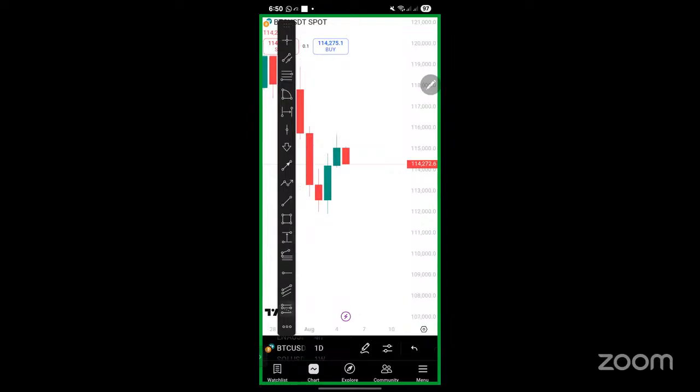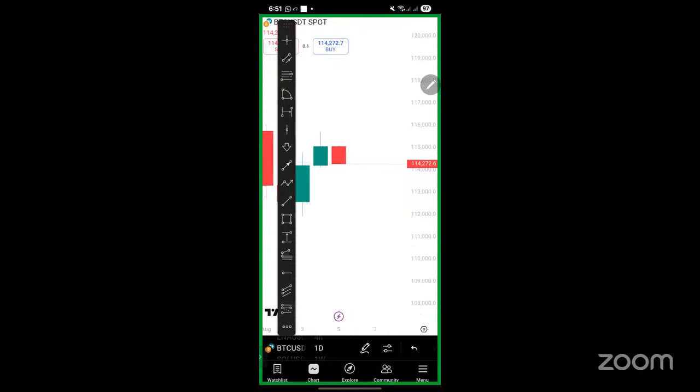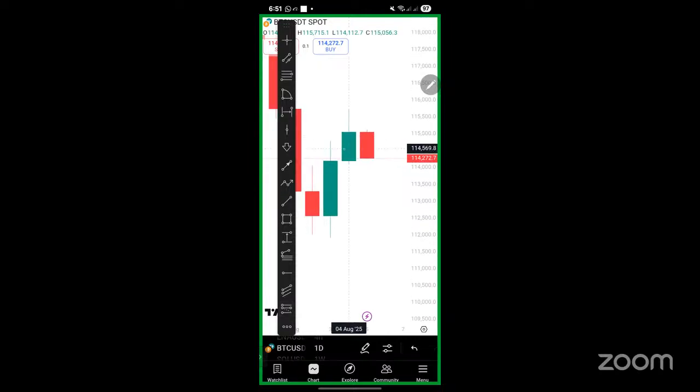The first thing I have to do is to zoom out so that I get the previous candle. The candle that is ongoing on BTC is a bearish candle and it is pushing price towards the downward side. But the candle before this red candle is a green candle.